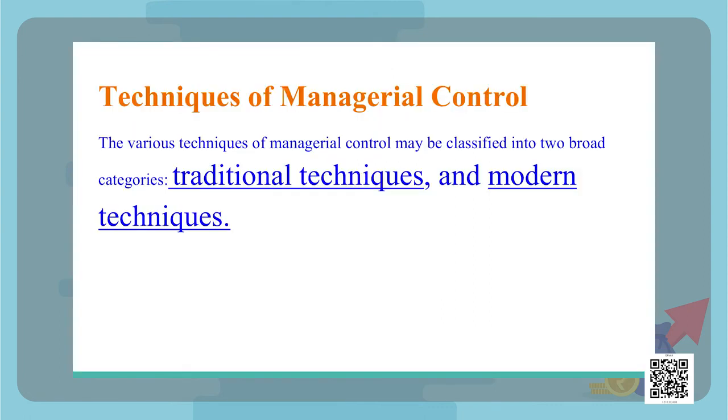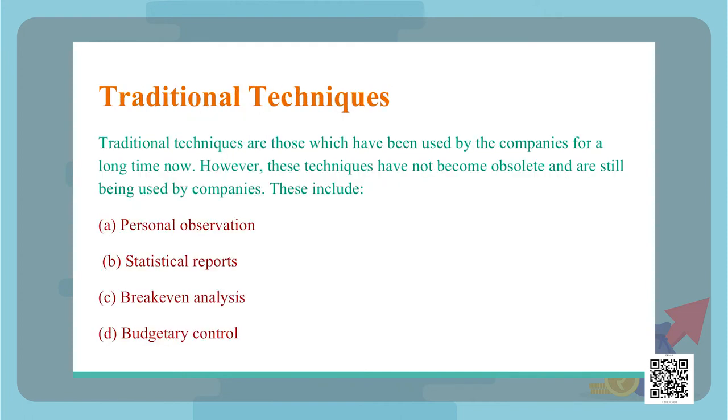Now let's discuss some techniques of managerial control. The various techniques of managerial control may be classified into two broad categories, that is traditional techniques and modern techniques. Traditional techniques are those which have been used by companies for a long period of time. However, these techniques have not become obsolete and are still being used.